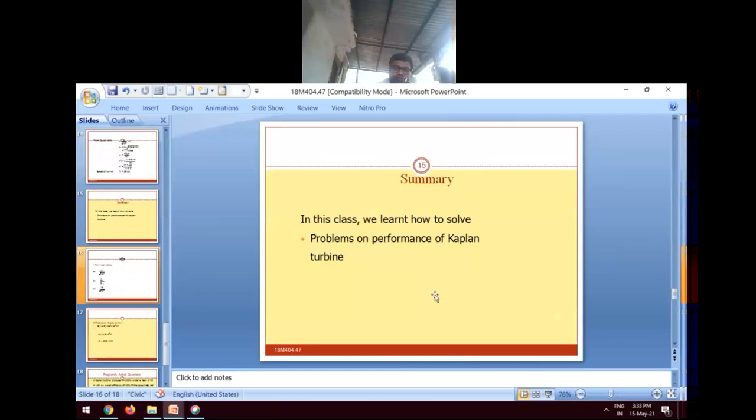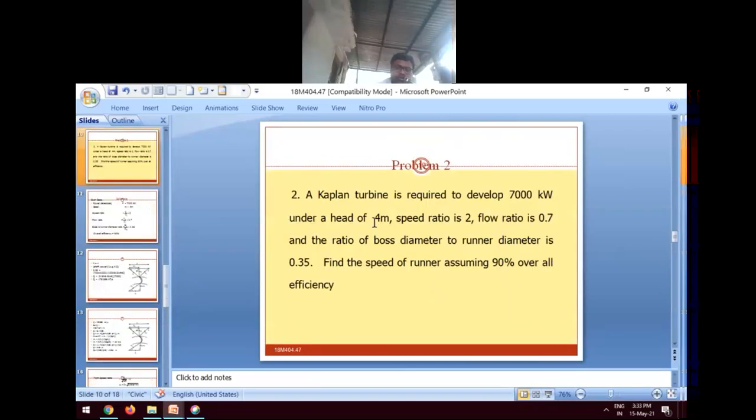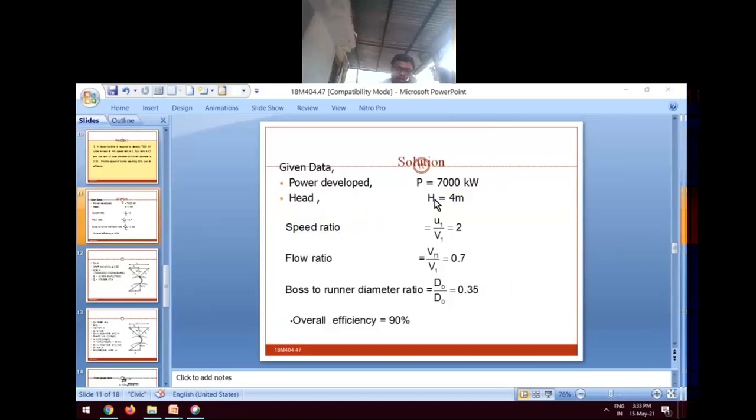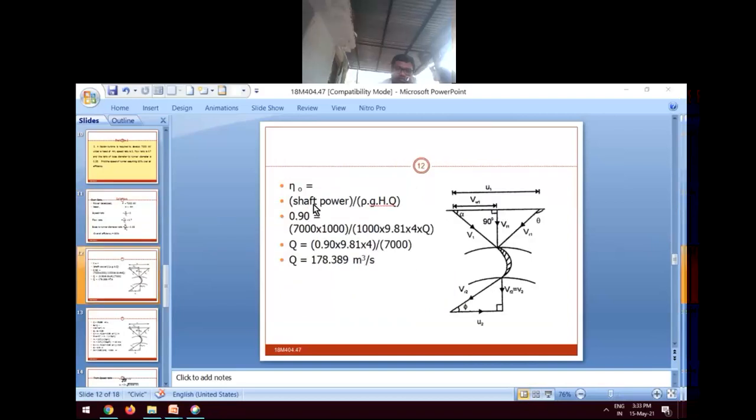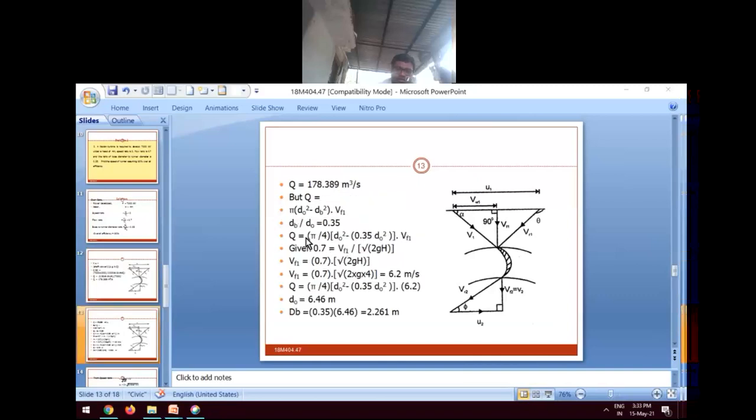Okay. So first you have to understand. The output power is given as 7000 kilowatts, head is given as 4 meters, speed ratio is given as 2, flow ratio is given as 0.7, and the ratio of boss diameter to outer diameter is 0.35, assuming 90% overall efficiency. You have to convert that data into symbolic form like this, and from this given data you can calculate the discharge by using the overall efficiency formula as well as the general formula, pi by 4 into (DO square minus DB square) into Vf1. Substitute the DB value in this discharge equation using the DB by DO relation.